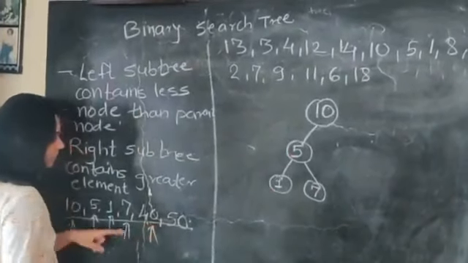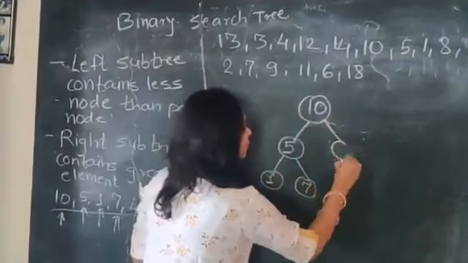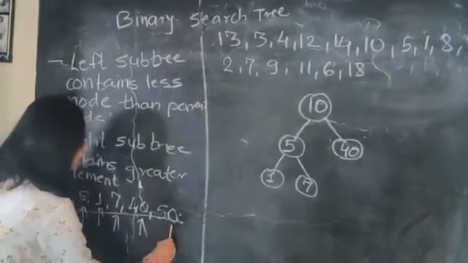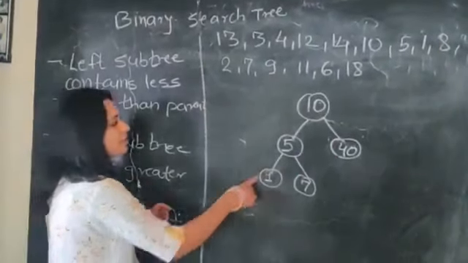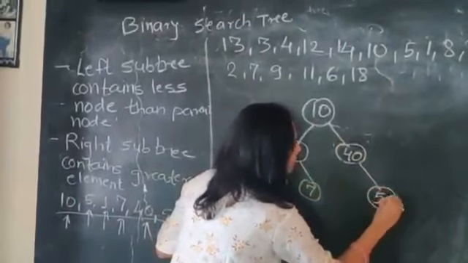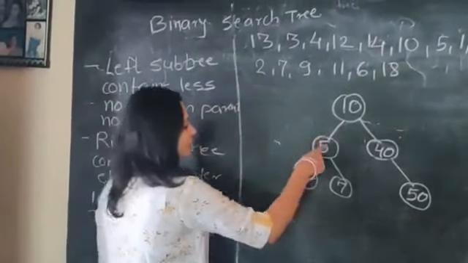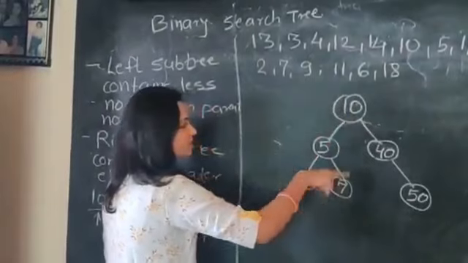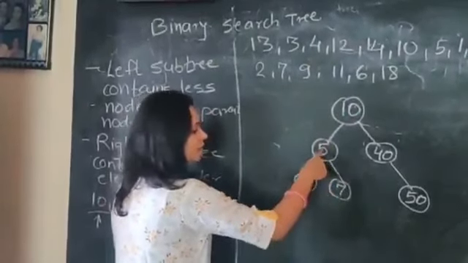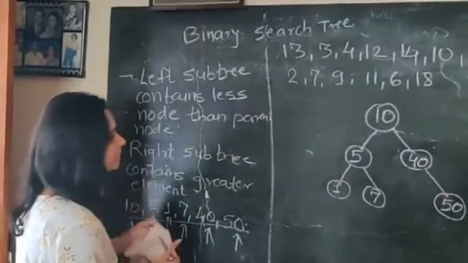Next is 40. 40 is greater than 10. So we will keep 40 at the right hand side of the root node. And the last node is 50. 50 is greater than 10 and 40 also, so it will be at the right hand side. So this is our binary search tree where each and every node is adjusted in such a way that left hand side node is smaller and right hand side node is greater. So this was the first example. We will see one more example.